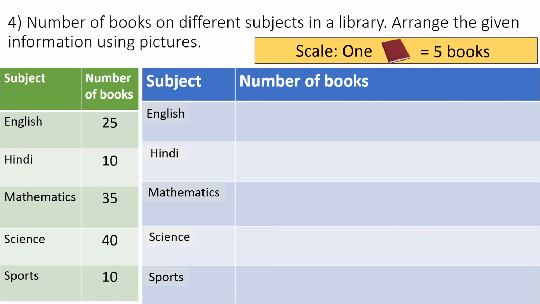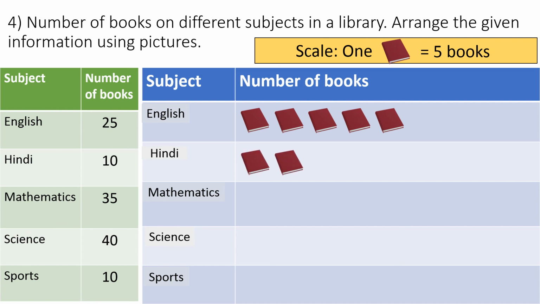For English, there are 25 books. Since each picture represents 5 books, you just need to draw 5 books because 5 times 5 is 25. So draw 5 books. 1, 2, 3, 4 and 5. For Hindi, there are 10 books. So how many books will you draw now? 2 books because 5 twos are 10. So draw 2 books, 1 and 2.